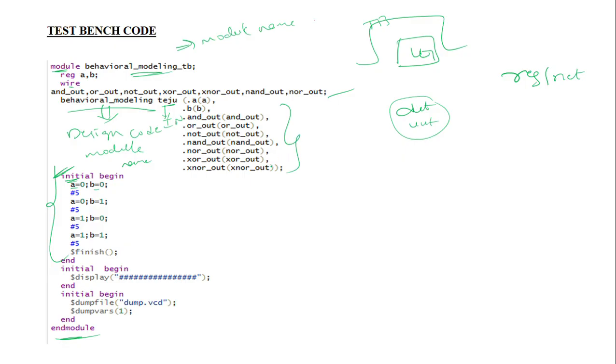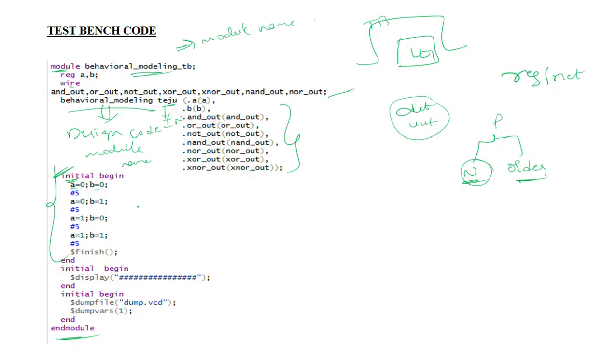How you can connect ports has already been discussed. If you don't know, go to the previous video and watch it properly, then you can understand what port connection is. There are two styles of port connection: by name and by order. Mostly we prefer by name because there are many ports and there's no need to get confused. If you have only one, two or three ports, you can go with order. Otherwise it is better to use port connection by name.